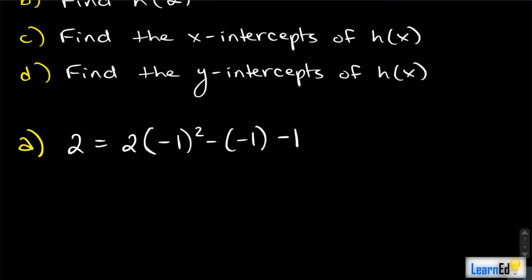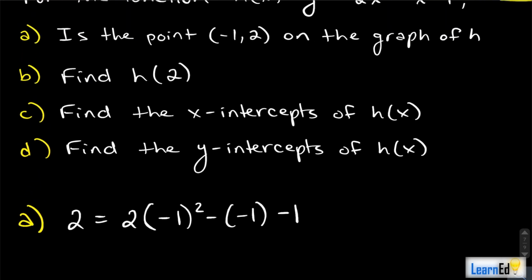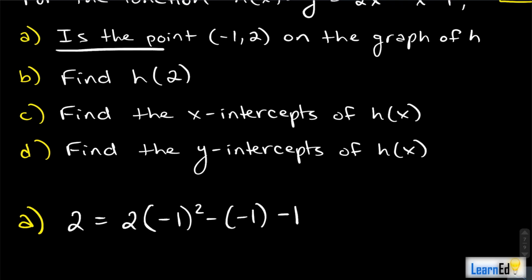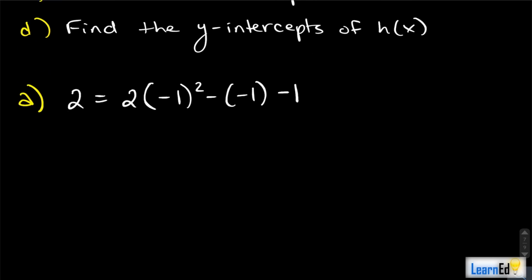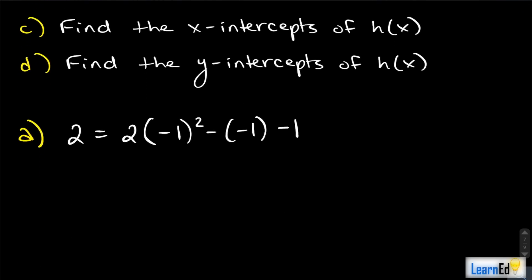Okay, now we are just going to see if this equation is true, because if this equation is true, then we have figured out that negative 1, 2 is on the graph of h. Okay, if it's not, then the point is going to be somewhere like, negative 1, 2 is here, and maybe the parabola goes like this, and it doesn't pass through that point. Okay, so let's actually go through and see if these two things equal each other.